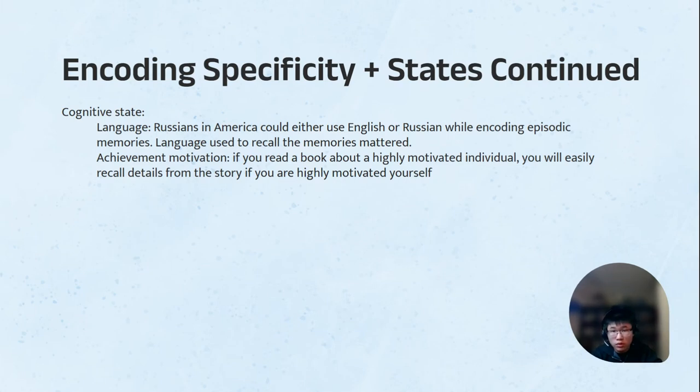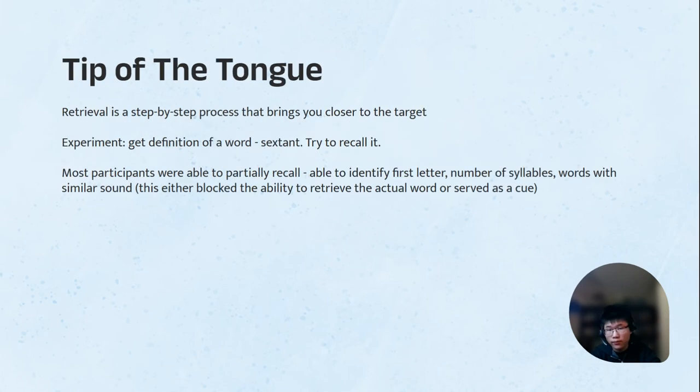Achievement motivation is also related. If you read a book about a highly motivated individual, you will easily recall details from the story if you are highly motivated yourself, and vice versa. If they don't match, then it will be more challenging.